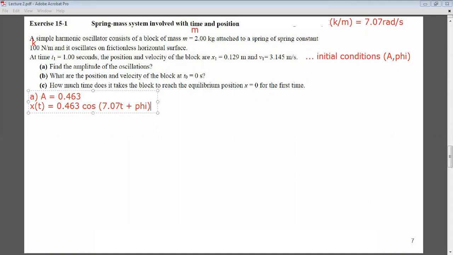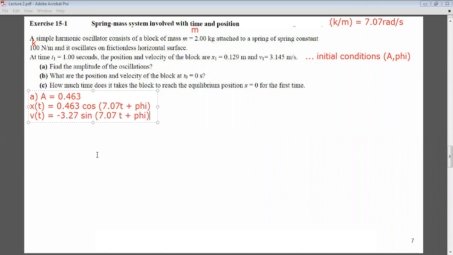And v of t is equal to 0.463 times 7.07, which is equal to 3.27 sine, minus, derivative of the cosine is sine, 7.07 t plus phi. Okay, these are now the solution. This is how my equations look like. Now we need to find phi.